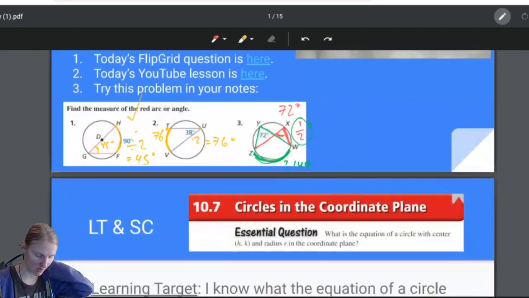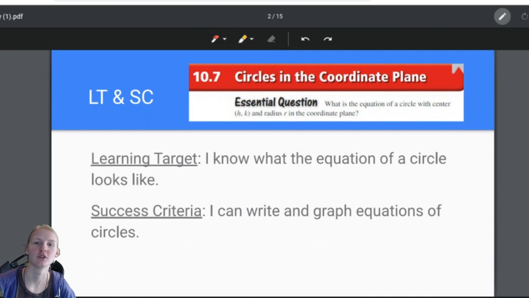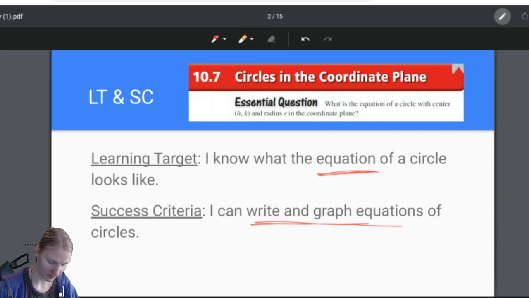Now, let's see what we're getting into today. Today, we are jumping into section 10.7. We are skipping section 10.5 and 10.6 because we don't have time, and this is more important, relatively. Yes. So, today is about the equation of circles, and you're going to be able to write and graph equations of circles.